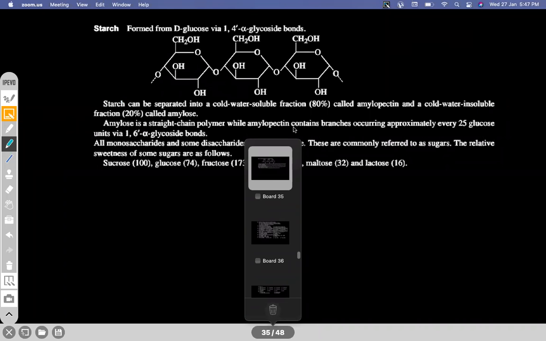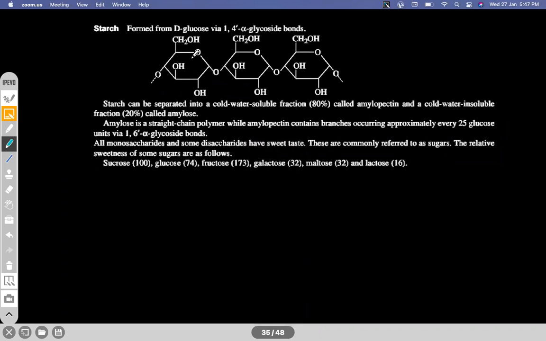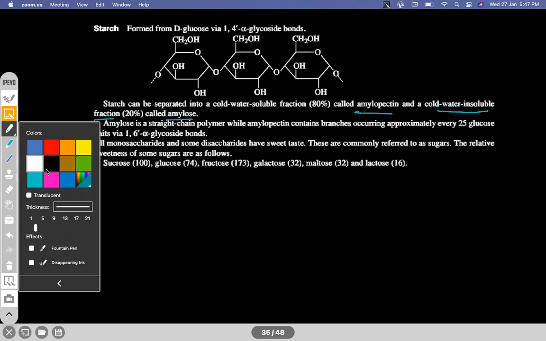Starch. In starch we have 1,4 alpha glycosidic linkage. It is present in wheat, rice, potatoes, etc. So starch has two components. We'll discuss that a bit later. It has two components, that is amylose and amylopectin. Okay. So starch can be separated into a cold water soluble fraction called amylopectin and a cold water insoluble fraction called amylose. So what is the property here you have to memorize?